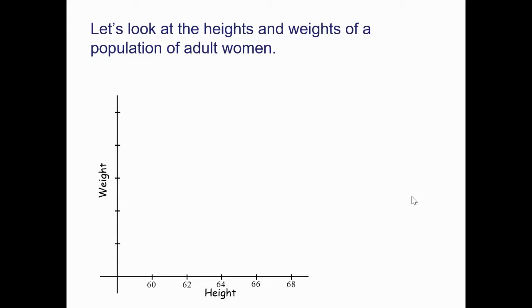Okay, so let's look at the height and weight of a population of adult women. They're treading kind of dangerously here, looking at the weights of women. That's a dangerous game. Yeah, very dangerous.